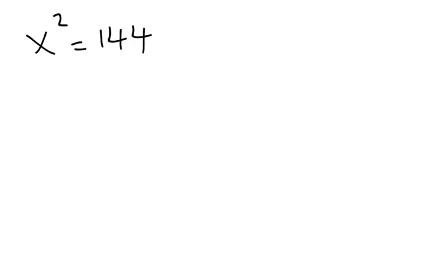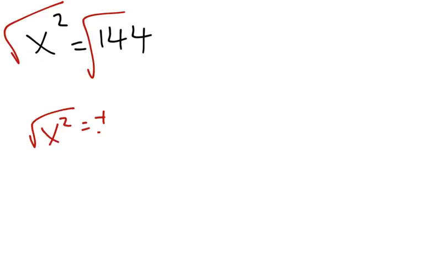Whenever we're solving quadratic equations, and specifically when we're doing it with square roots or radicals, we need to have the x squared by itself, which in this case it is. So I'm going to use square roots on both sides. When we do square roots on both sides, technically what we have is plus or minus the square root of 144.